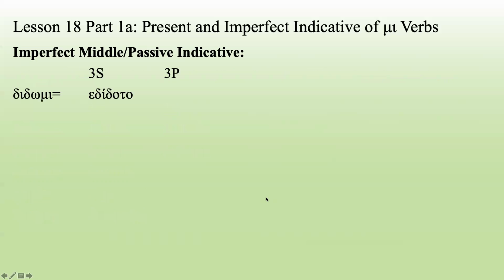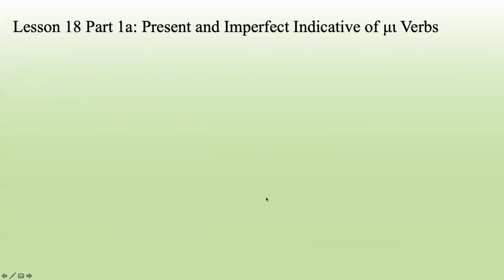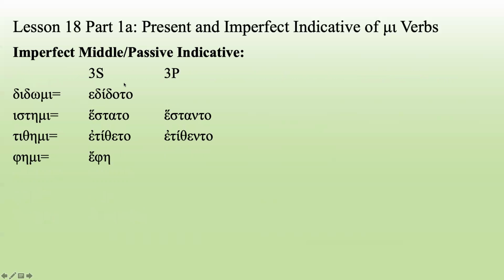Imperfect middle passive indicative, again, only third persons. We've got το and ντο, pretty much exactly what we would expect, except for this weird one down here, which is φατο, which again, you're probably just going to have to look it up in a lexicon if you run into one of these.